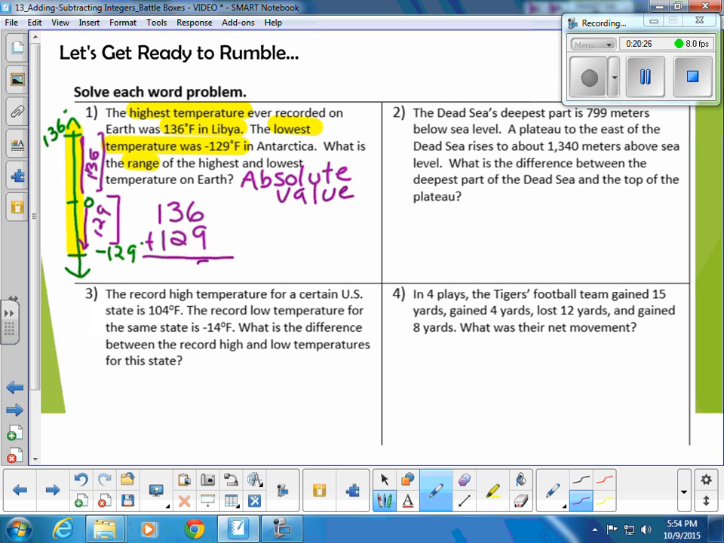6 plus 9 is 15. Carry your 1. 3 plus 2 is 5. Plus 1 is 6. And then I get 265. So the actual answer is 265 degrees.